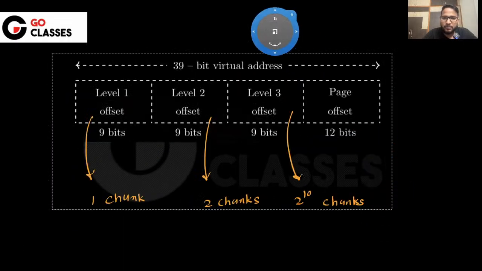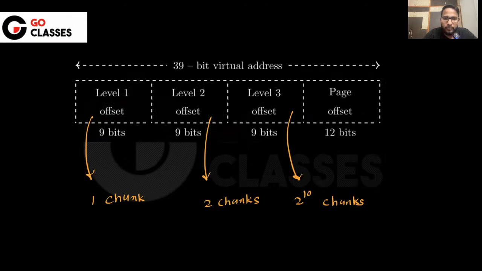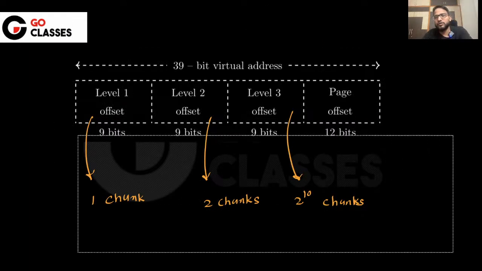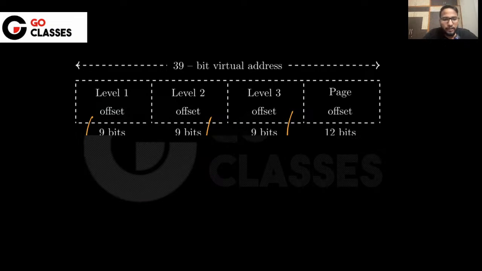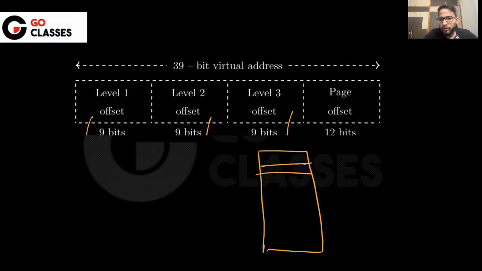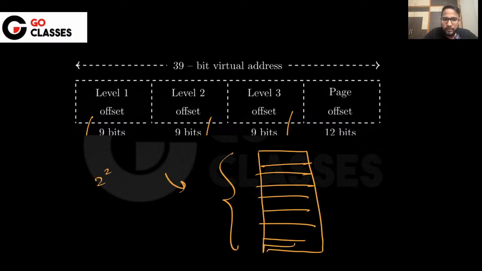See, you will not be having this address split. So in case of a flat level page table, how many entries will there be here? The page offset is 12 bits, that is okay. But at this level, how many entries will you have? You will have 9 plus 9 plus 9, so 2 power 27 entries for the flat level page table, right? 2 power 27 entries.